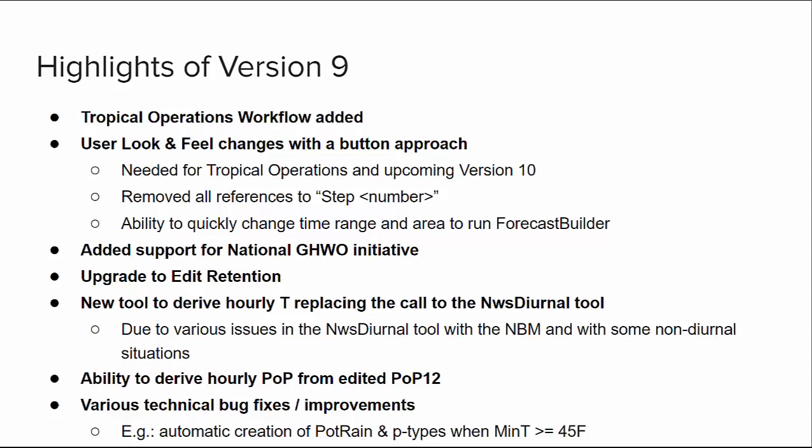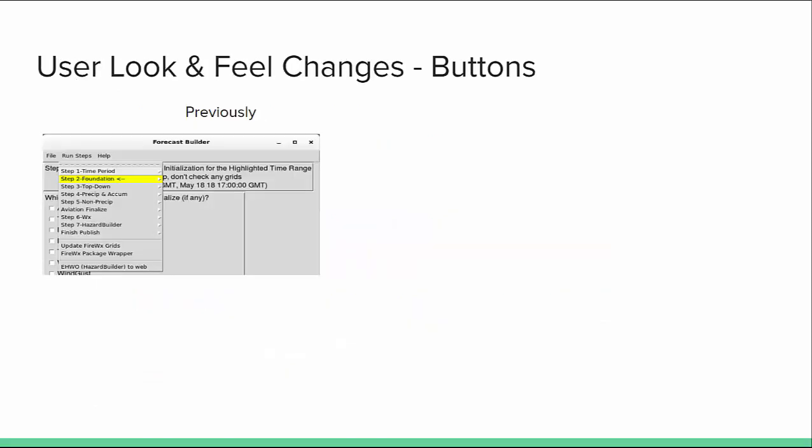We've also added a new tool to derive hourly temperature, replacing the callout to the NWS diurnal tool because of some issues that have been observed with that tool over the years. We've also added the ability to derive hourly pop from a pop 12, and then a variety of technical bug fixes and improvements. So let's talk about the button approach.